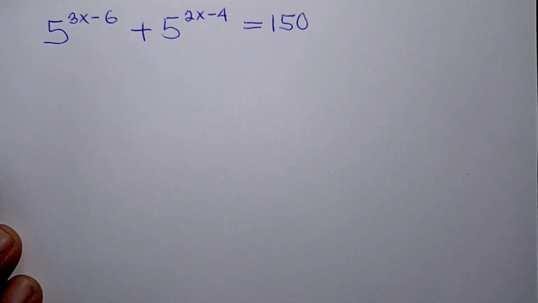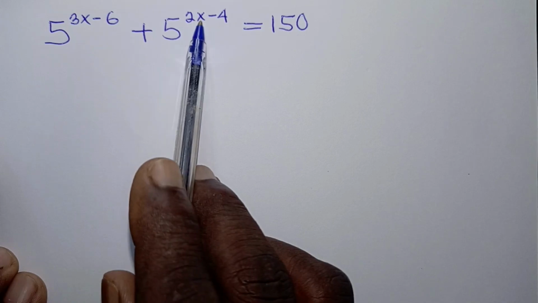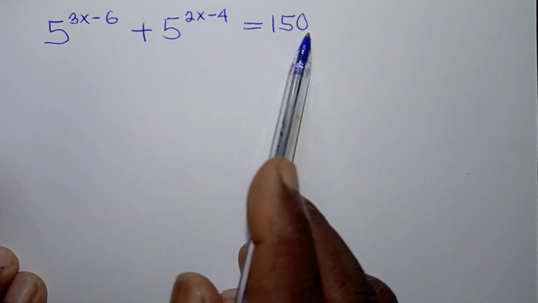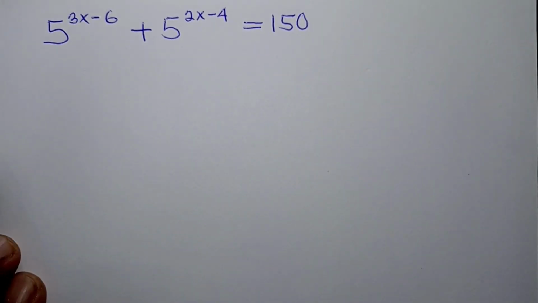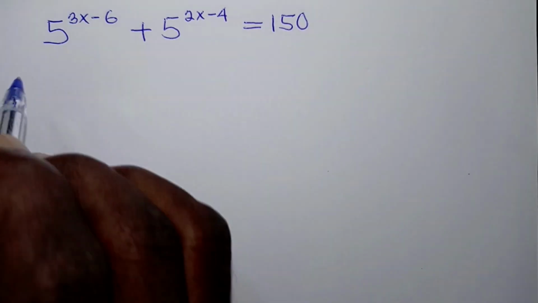Today we are going to look at how to solve this Maths Olympiad question. The equation reads as 5 raised to the power 3x minus 6 plus 5 raised to the power 2x minus 4 equals 150. Let's look at the solution to this. Solution.